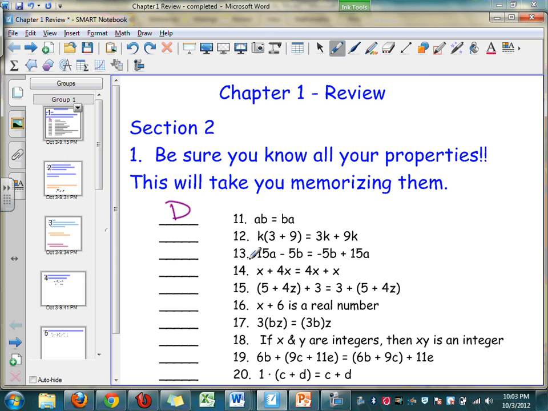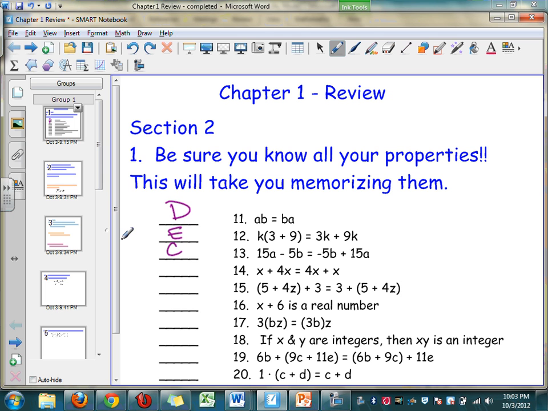Now the next one, K times (3A plus 9) is equal to 3K plus 9K. Well, how do we go from K to 3K? If you're wondering, this should be the distributive property, so that's going to be letter E. The next one is 15A minus 5B is equal to negative 5B plus 15A. Did the order stay the same or did the order change? The order changed, so therefore it's the commutative property, and how are they attached? By addition, so therefore that is going to be letter C.